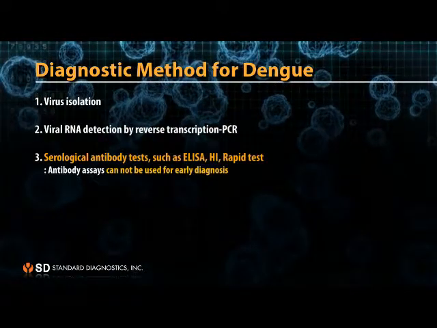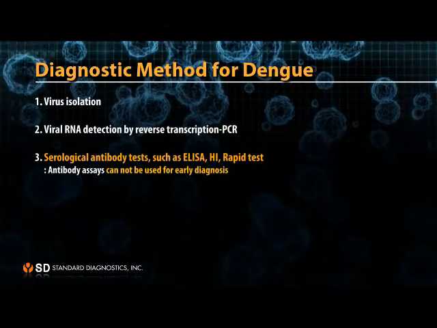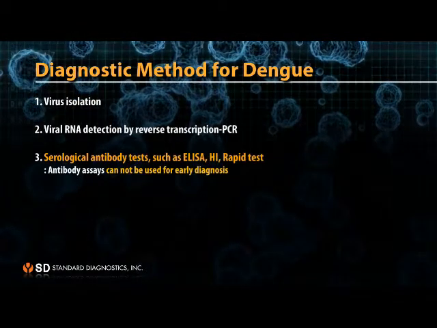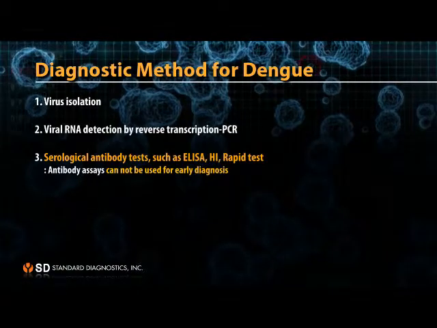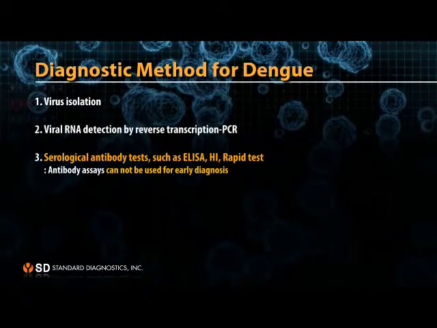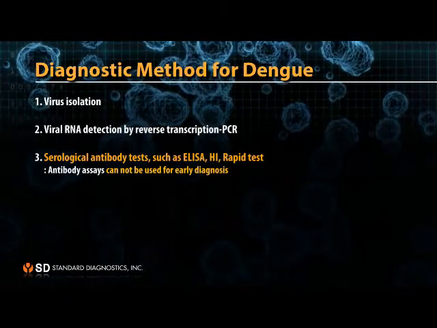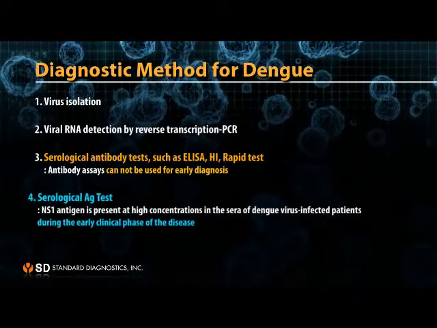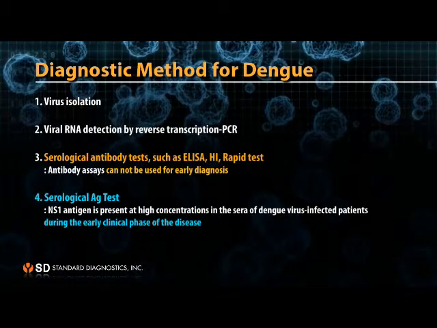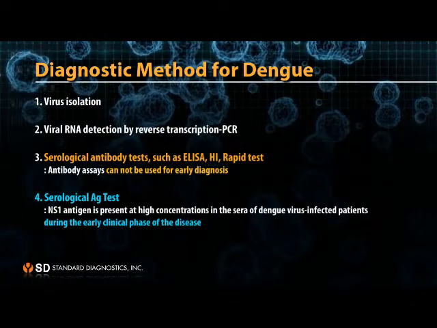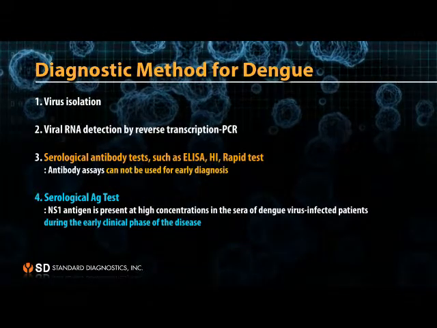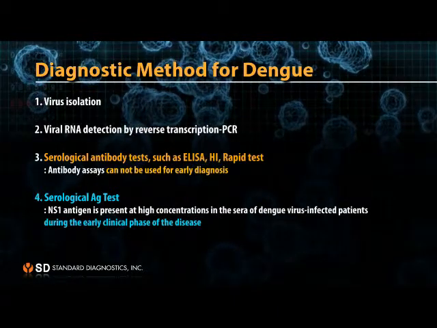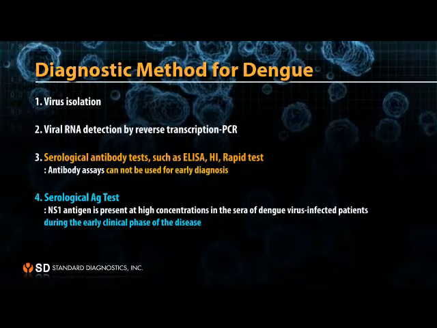Serological assays that can detect virus-specific immunoglobulin M or immunoglobulin G antibodies to dengue virus are widely available, such as ELISA, HI and rapid test. However, antibody assay cannot be used for early diagnosis. In order to diagnose the early clinical phase, serological NS1 antigen tests are recommended as NS1 antigen is present at high concentrations in the sera of dengue virus infected patients.